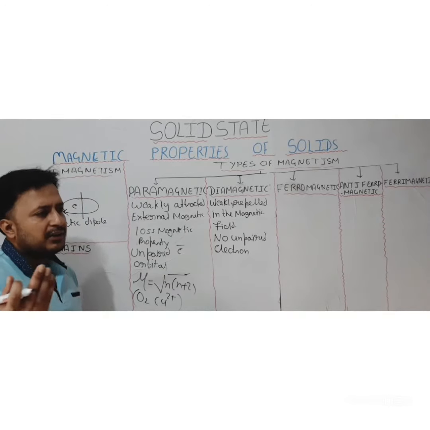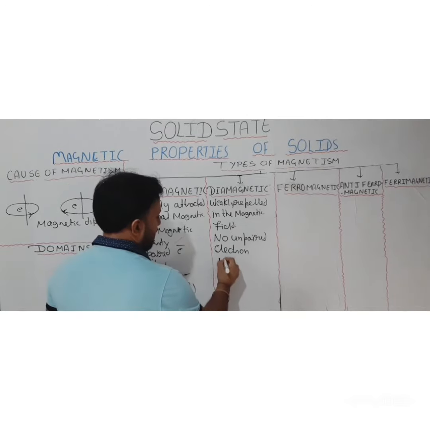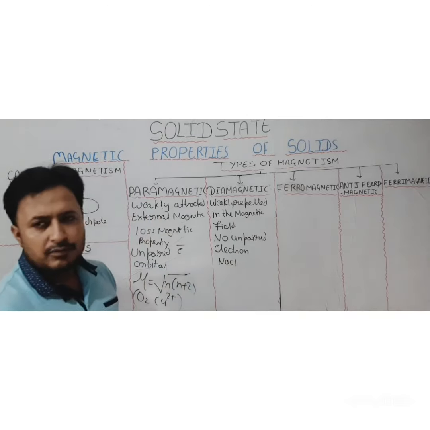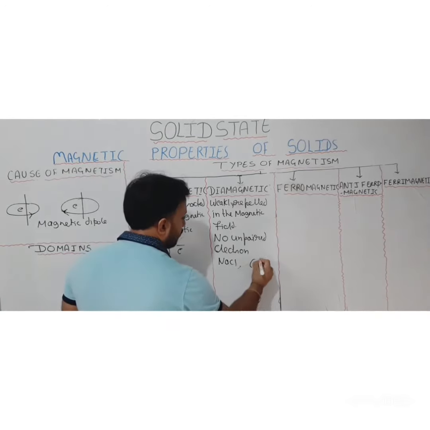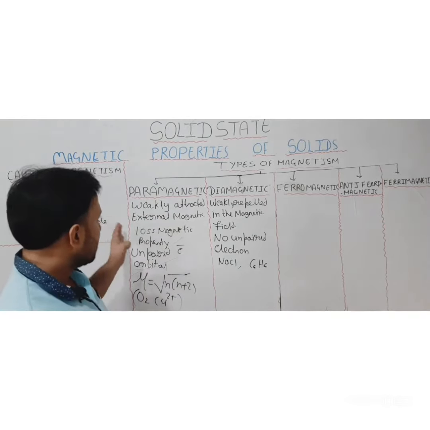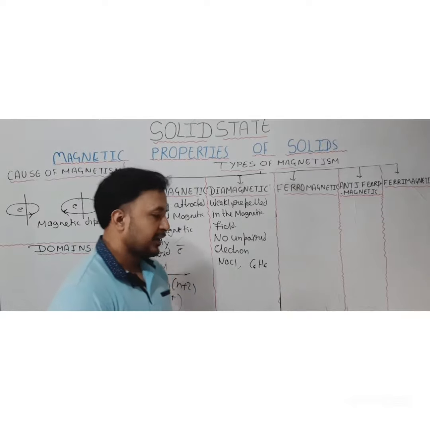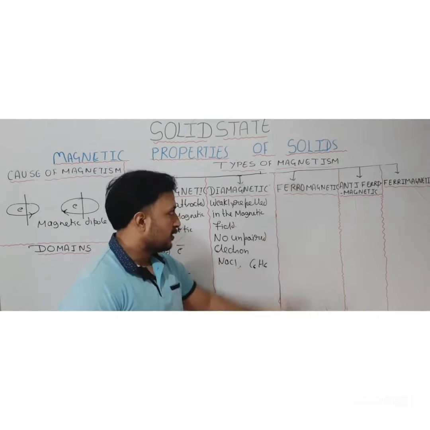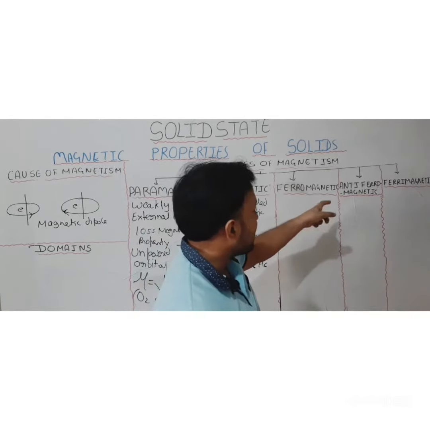Okay, now diamagnetic substances can be like NaCl, and we have benzene also. These all are diamagnetic substances. So that is how we classify the paramagnetic and diamagnetic substances. Now we move to the other part, that is ferromagnetic substances.